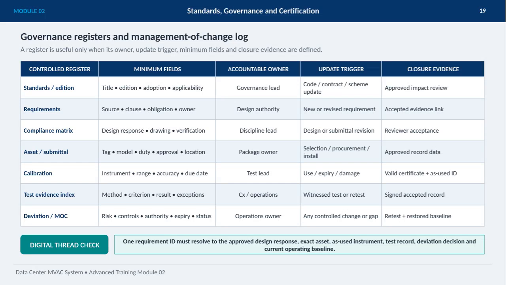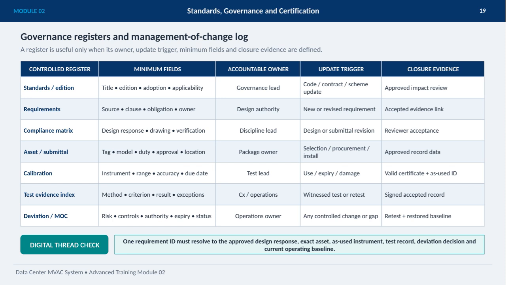On this slide, we're focusing on governance registers and the management of change log, which are critical for maintaining control and accountability throughout the data center MVAC system lifecycle. A register is only useful when it clearly defines several essential elements: the accountable owner who is responsible for it, the update trigger that specifies when the register needs to be revised, the minimum required fields to capture key information, and closure evidence to confirm issues or changes are addressed.